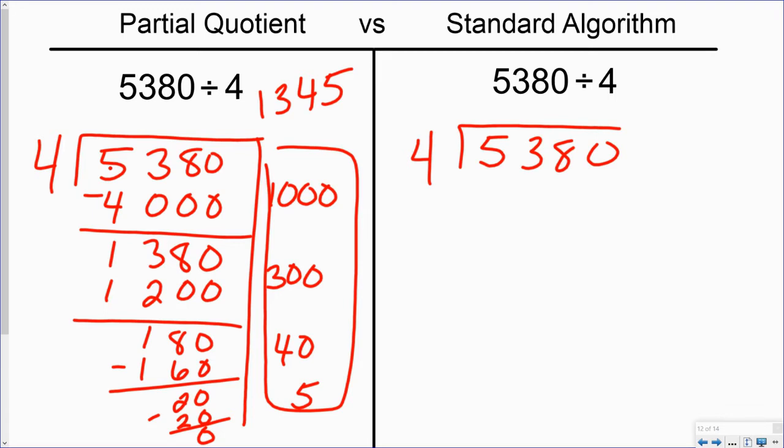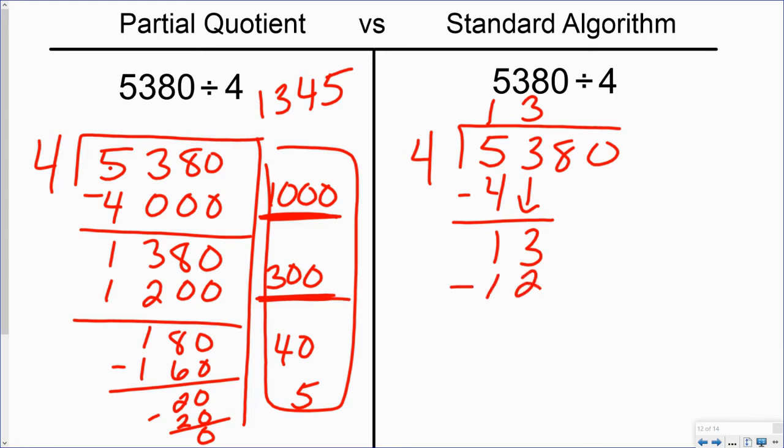How many groups of 4 into 5? 1, so I put my 1 above the 5, subtract my 4. And again, that 1 is representing that 1,000 right here. Gives me 1 left over. Bring down my 3. 4 into 13. Well, I can do 3 of them, and that represents my 300 right here, and that is 12, so I subtract, gives me 1 left over.